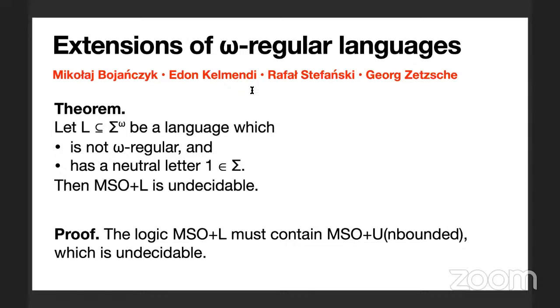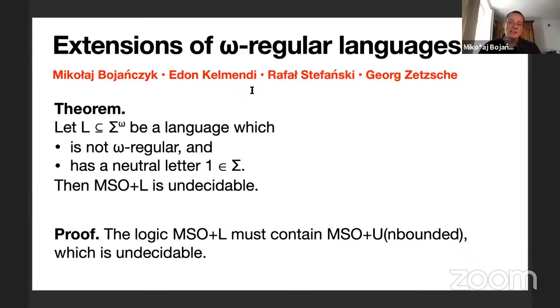You said that the theorem can be interpreted as any robust extension of MSO will be undecidable, but why is this specific neutral letter something that is linked to robustness? It's not. So maybe, since the question was asked again, I can give another answer.